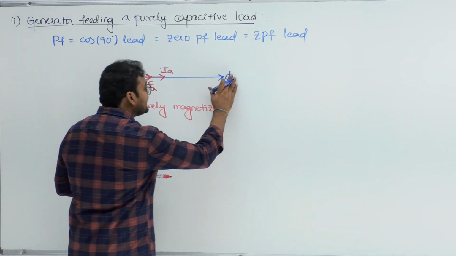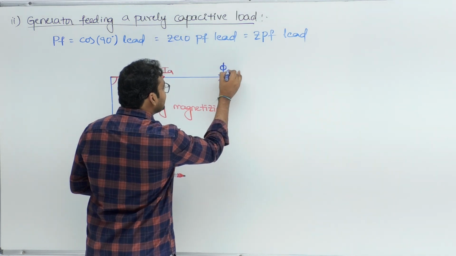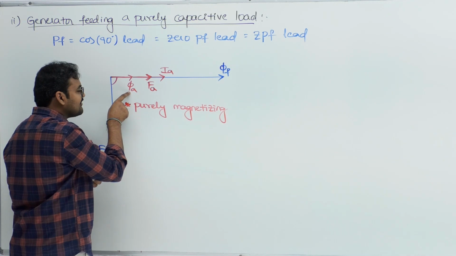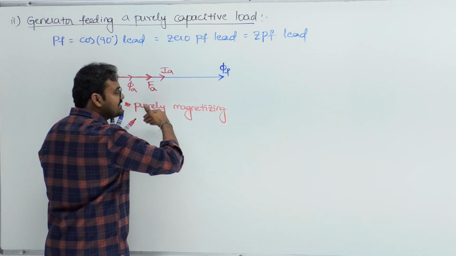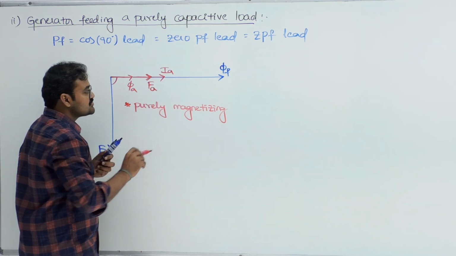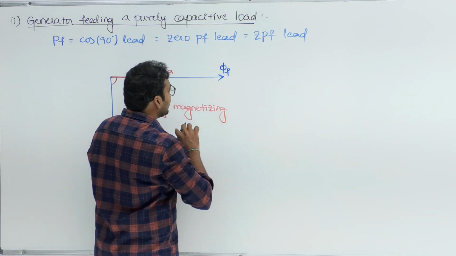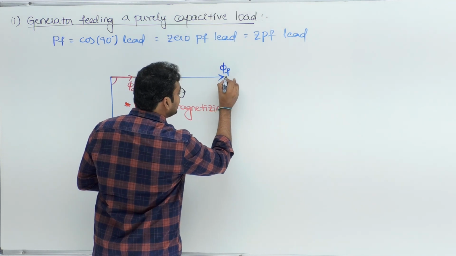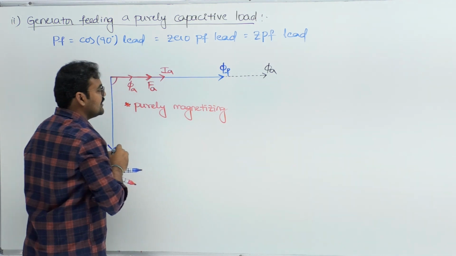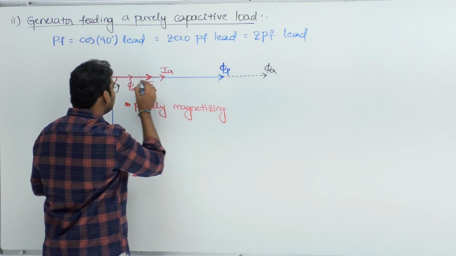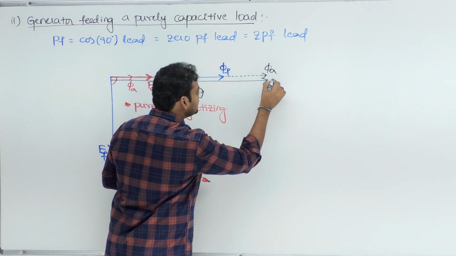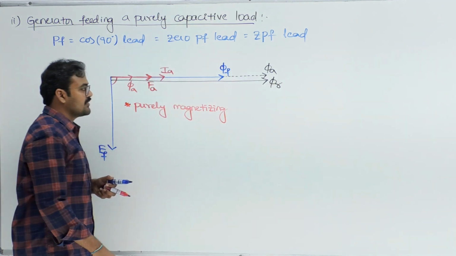It is purely magnetizing, so tell me now, resultant flux is main field flux plus armature flux. Therefore, the resultant flux will increase or decrease? Increase, because both are in the same direction. So, let me draw. This is main field flux. Now, armature flux is also in the same direction as main field flux. Therefore, the resultant is a sum of the two. So, let me draw with a black color line. Yes, this is going to be the resultant flux, phi R.